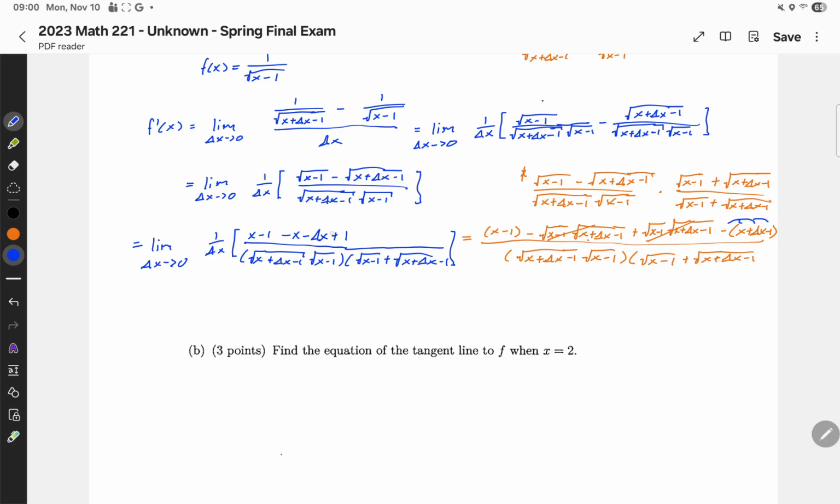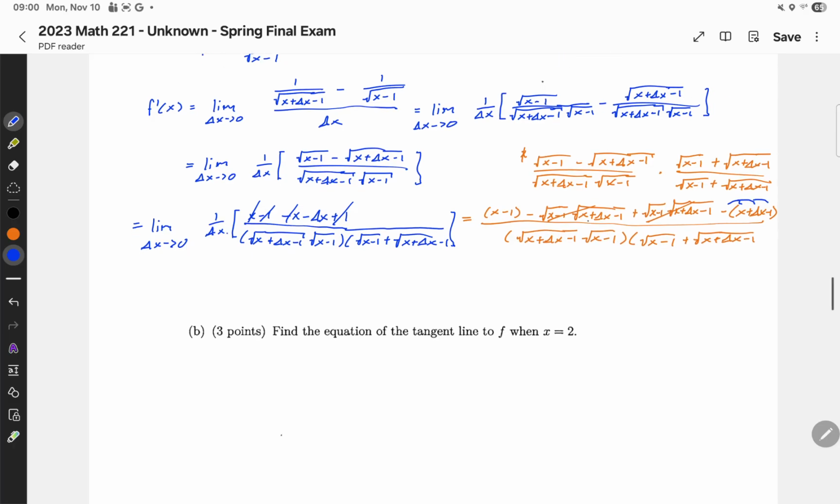And so what we see here on the top is that this x cancels, and these two 1s are going to cancel. So when we multiply this delta x in, it's going to cancel with this delta x. So we're just left with the limit as delta x approaches 0 of, it's going to be a minus 1 on the top, all over this big fraction here. So square root of x plus delta x minus 1 times the square root of x minus 1 times the square root of x minus 1 plus the square root of x plus delta x minus 1, just like that.